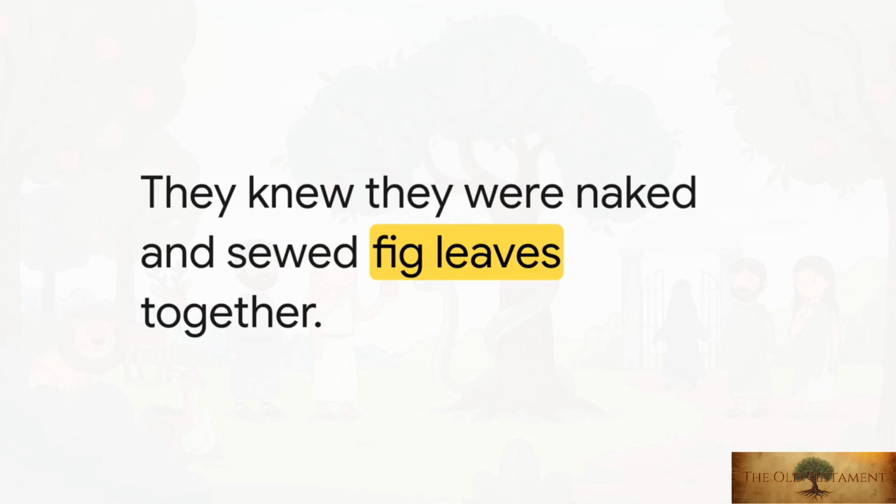The text paints this really vivid picture of sudden vulnerability and shame. Their gut reaction is this frantic, makeshift attempt to cover themselves up. They sew fig leaves together to make aprons. The pure innocence of that pristine garden is completely gone, replaced by self-consciousness and a desperate need to hide.